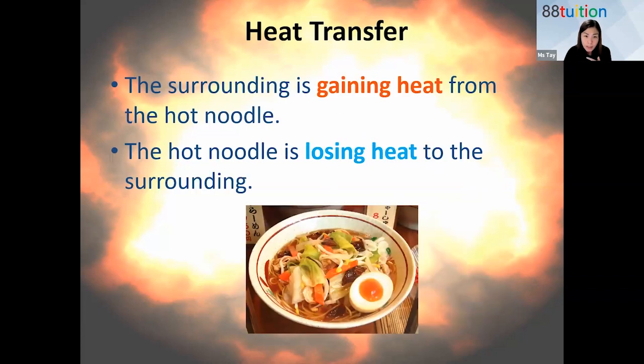Shall I take another example over here? The surrounding is gaining heat from the hot noodle. So we have the hot noodle here. The surrounding air gains heat from the hot noodle. We can also say the hot noodle is losing heat to the surrounding.